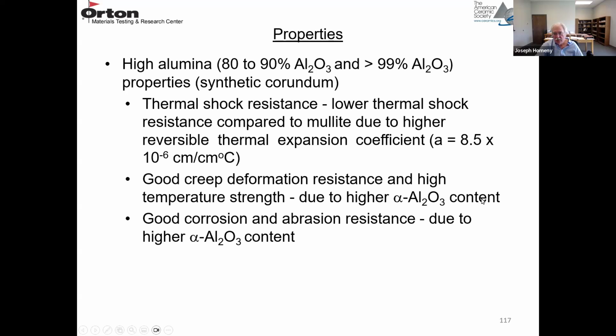But the higher alumina content, it's going to be alpha alumina, is going to improve the creep deformation. It's going to improve the high temperature strength. It's going to improve corrosion and abrasion resistance. It's a very hard material. But you're going to lose thermal shock resistance.